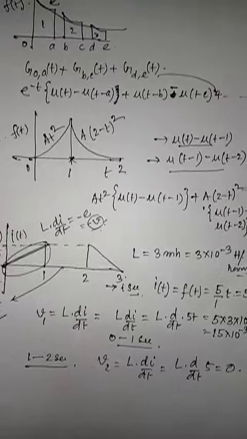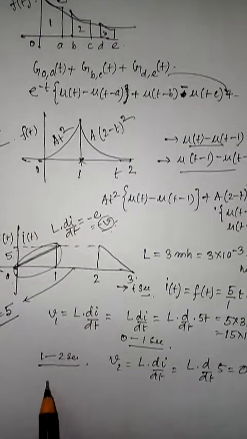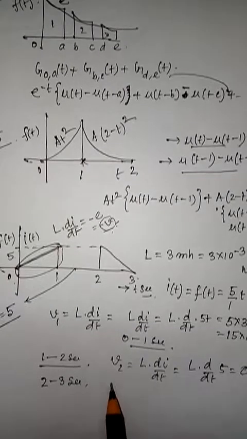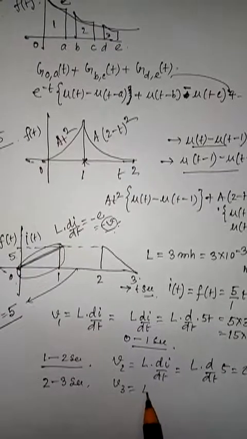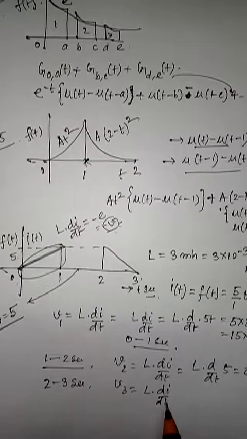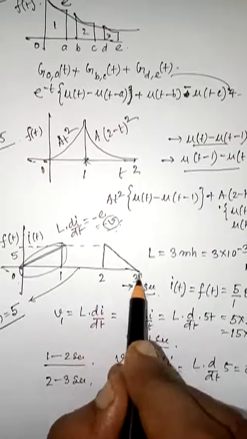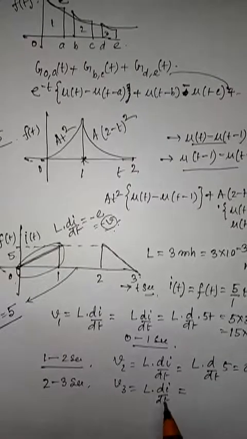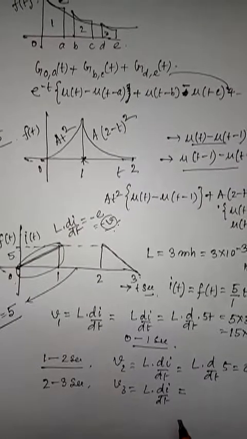Follow that? So it is 0. Again in 2 to 3 seconds, here V3 equals L di/dt, but here di/dt is falling down, so it is gradually decreasing. So what should be? It is a minus section. So what is the value of di/dt?